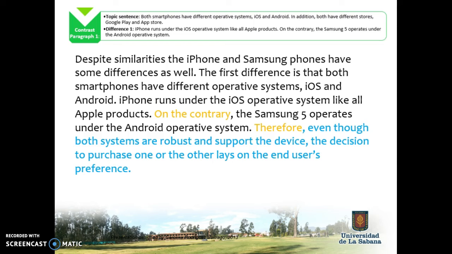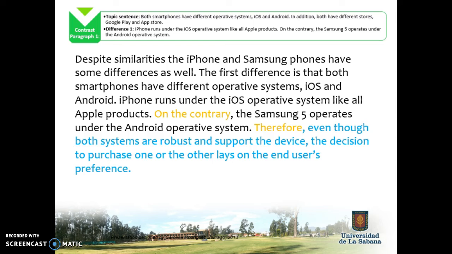Now let's take a look at the words in yellow. They are called connectors, and they help us make our ideas stick to each other. They make the paragraph cohesive. As you can see, on the contrary denotes contrast. On the contrary, the Samsung Pi operates under the Android operating system.